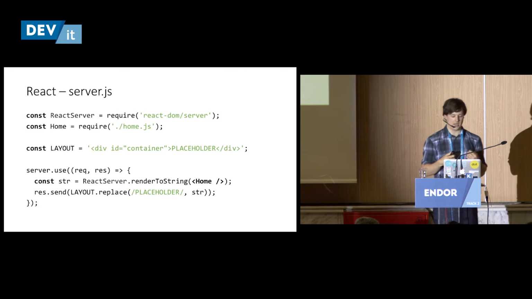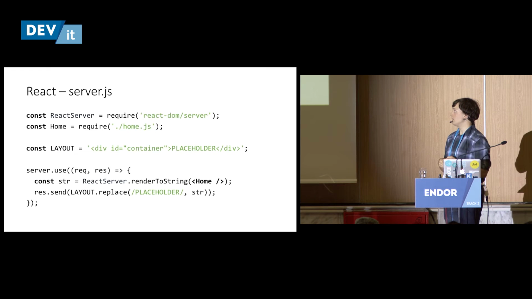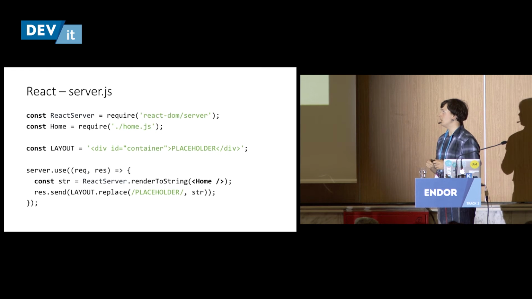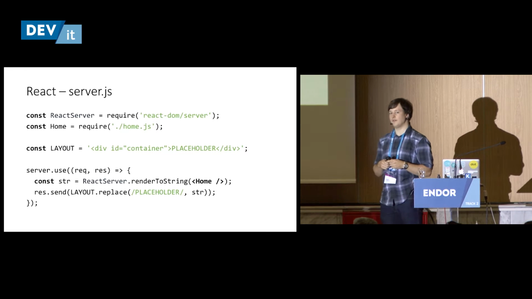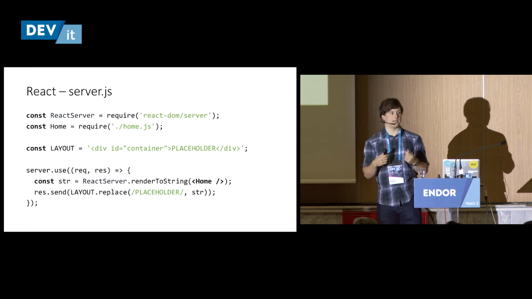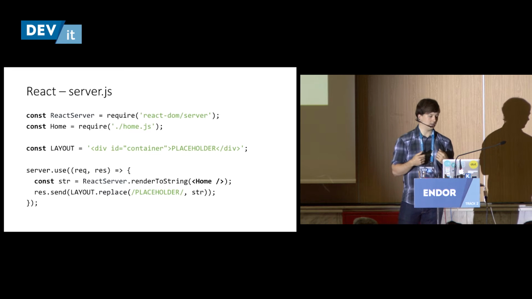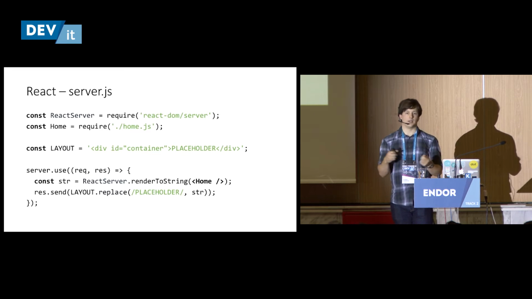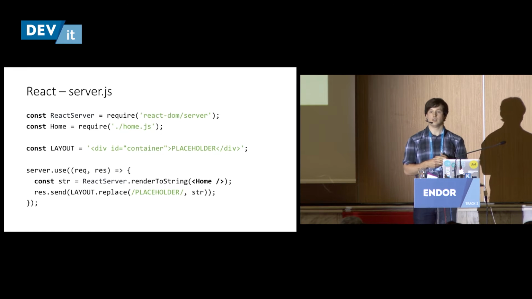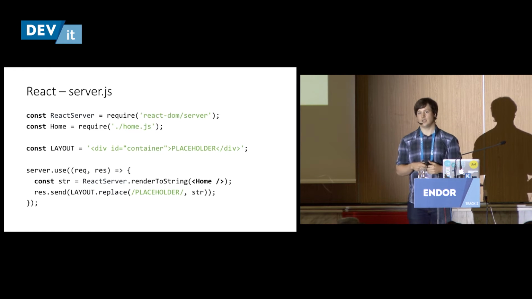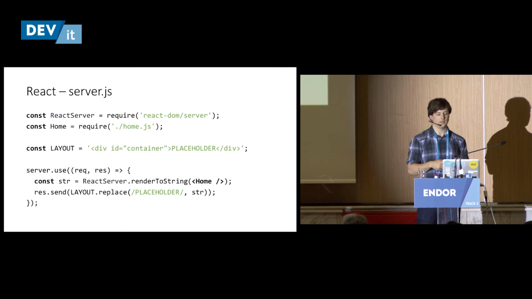React provides a method for us to do that. So we can use ReactServer, and ReactServer has a renderToString method, which takes the React element and returns a string. So we can then insert that into our layout and send that straight to the client. So we can build a simple Node.js server here that's rendering a React element and sending it to the client.